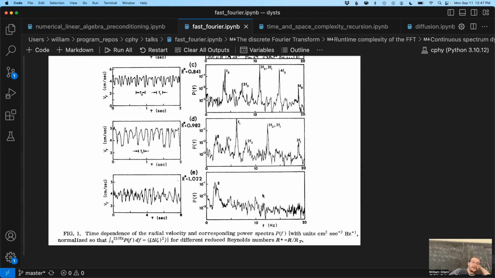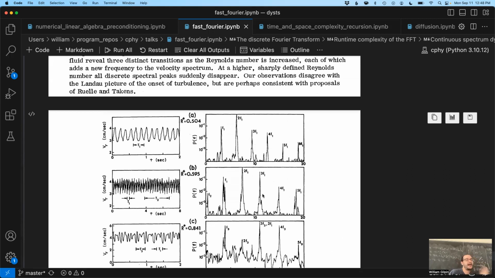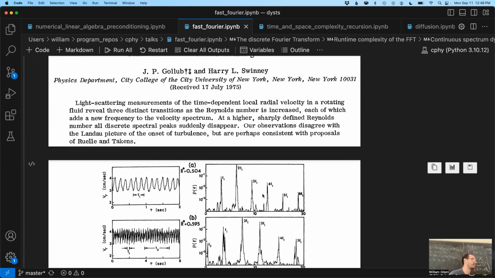Okay, so that's what I wanted to say about the Fourier transform. And I'd say that, if you haven't seen recursion before, I think the book is a very different way of doing it. So I'd encourage you to take a look at that. Thank you.